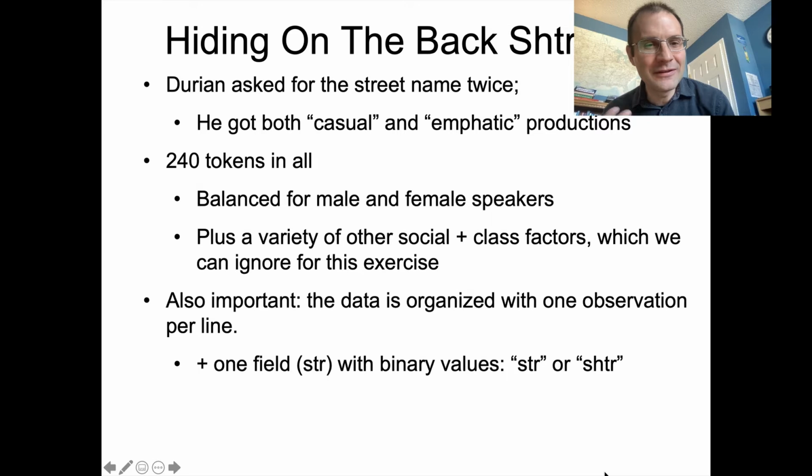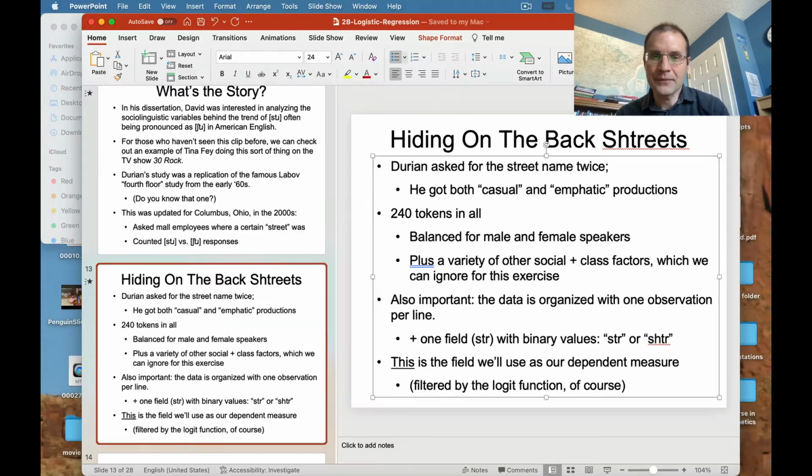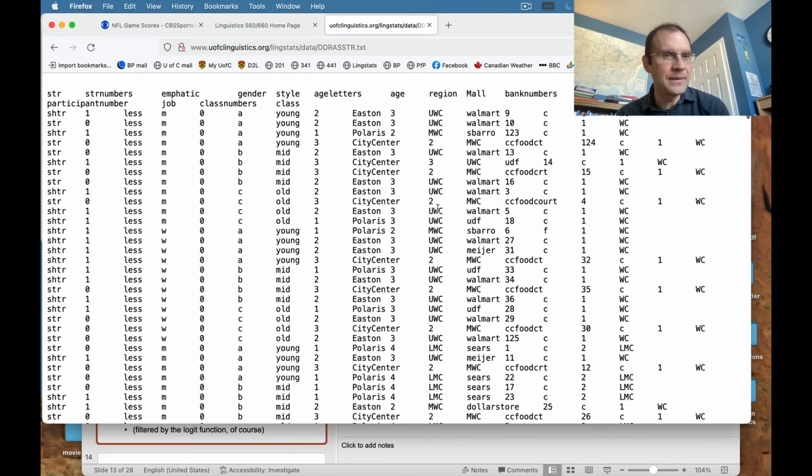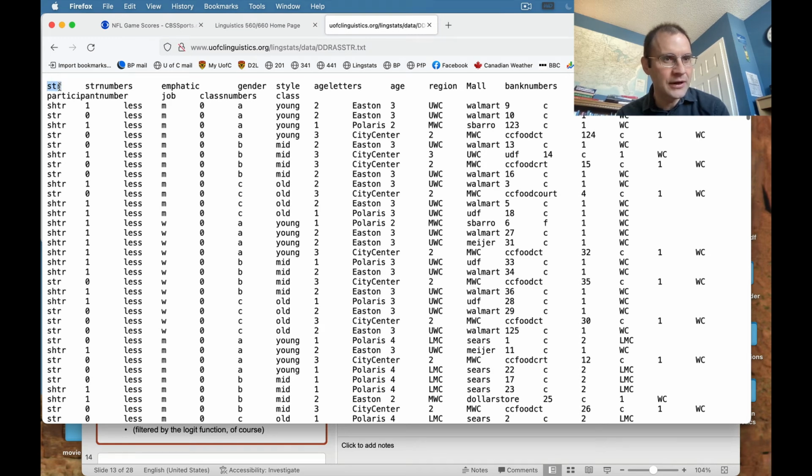But the data is organized with one observation per line. And then he's basically counting how many times they say "stra" or "stra". And this is the first variable here, whether it's a "stra" production or a "stra" production. And up until this year, I've been able to just use this field as the dependent measure in a logistic regression analysis, but for some reason that changed this year in R's new package. So we can't use that, but luckily for us, we have these numbers here.